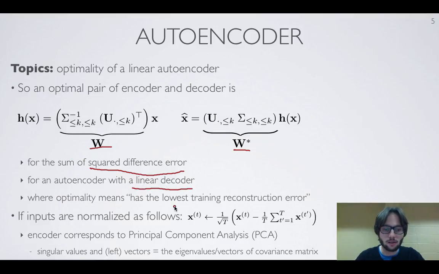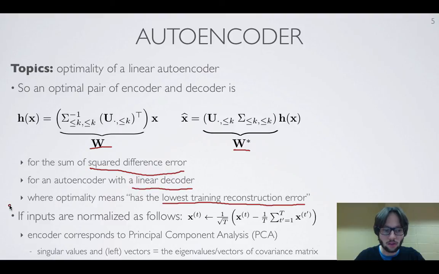Also, optimality here means the lowest training reconstruction error. It doesn't necessarily say something about generalization error. But if we have more and more training data, then eventually training error converges to generalization error. So for a large amount of training data, we can expect that this linear autoencoder will actually do really well in terms of reconstruction error. That's a surprising result, and it perhaps suggests that there's something broken about the autoencoder formulation we've presented so far if we want to consider nonlinear features, nonlinear encoders.